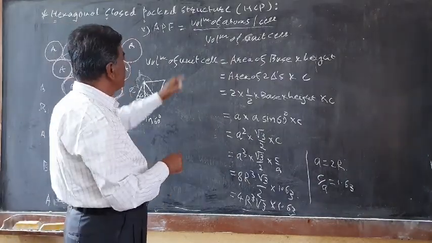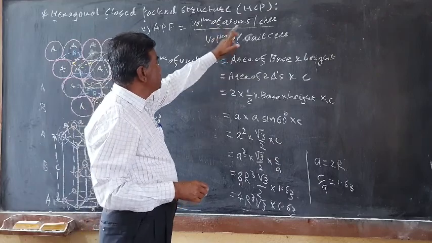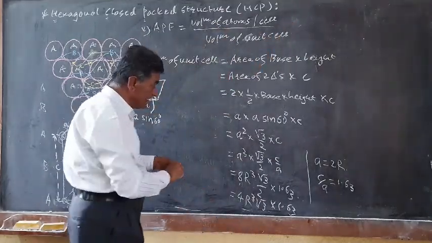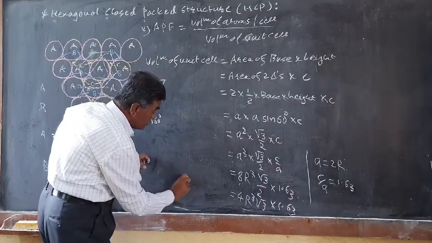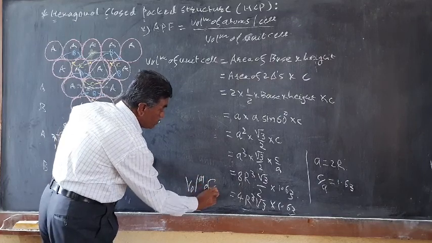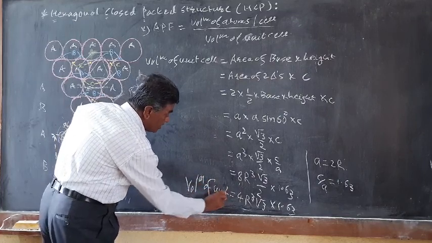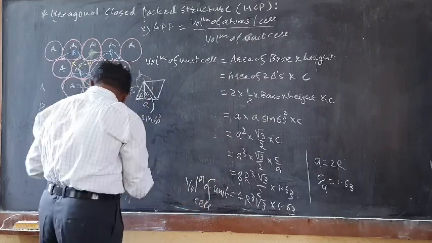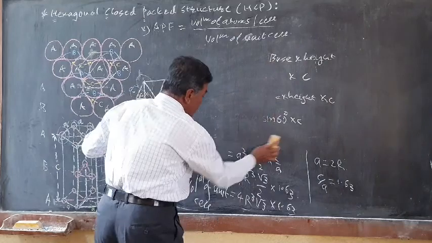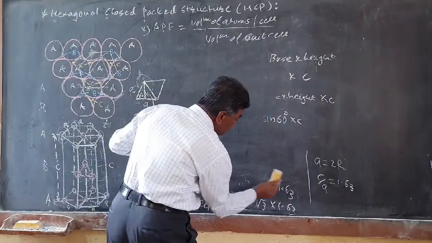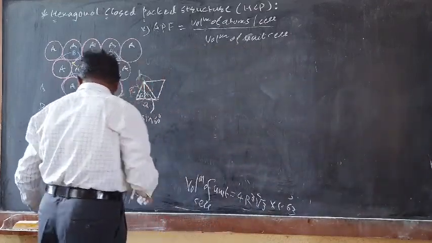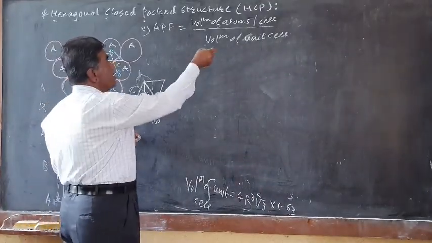Now we have to calculate the volume of the atoms per unit cell. This is the volume of the primitive unit cell. Now we have to calculate the atomic packing factor. To calculate the atomic packing factor, we know that it is the ratio of the volume of atoms per unit cell divided by the volume of unit cell.